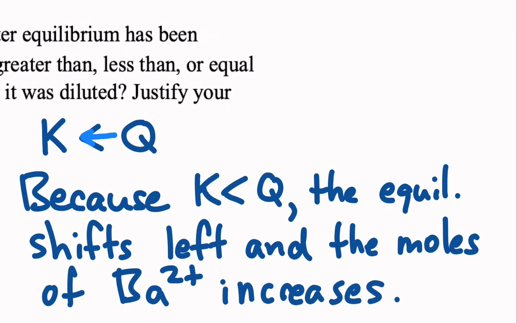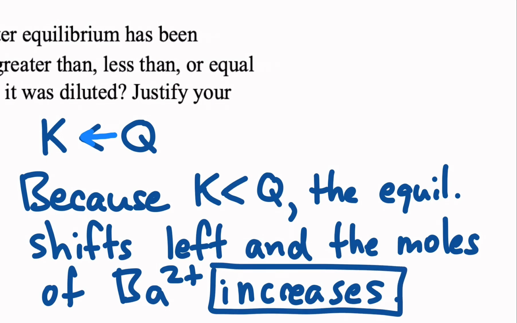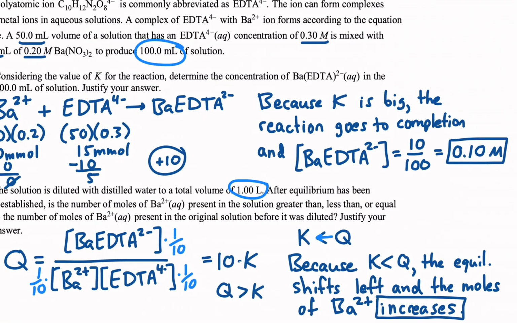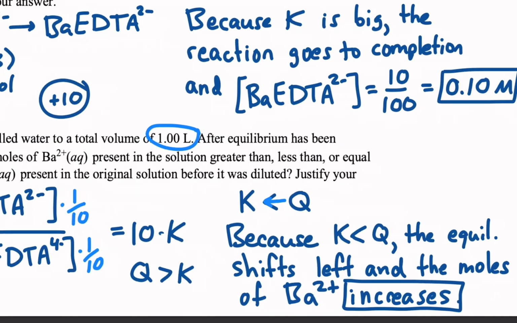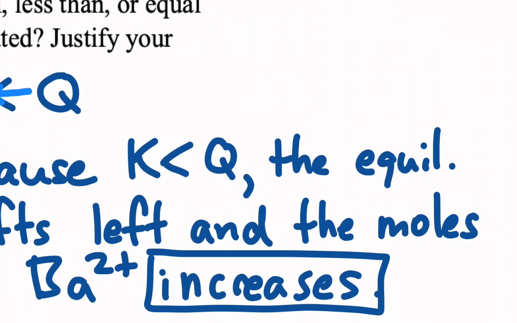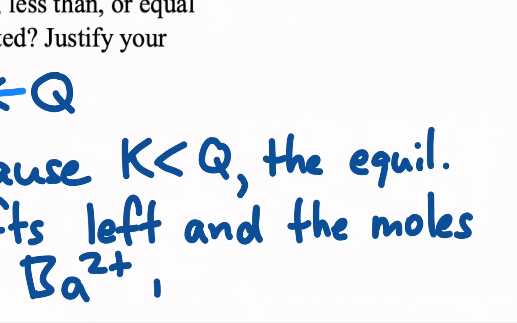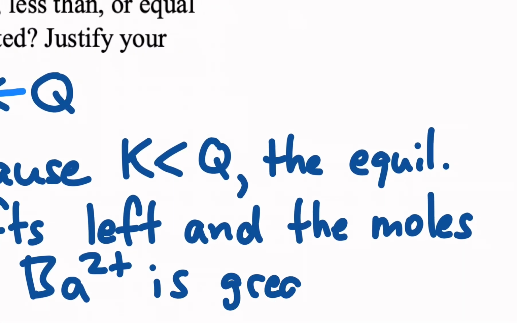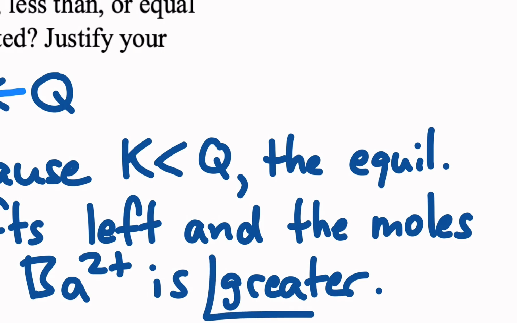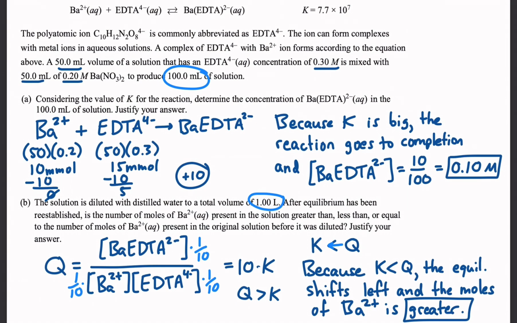It's never a bad idea to box the most important part of the answer. That's probably the first thing they look for. Make sure you answer the question first. Greater than, less than, or equal to. Actually, I didn't. I said increases. I should actually change that to use the correct wording. I'm sure they would give me credit, but the moles of barium is greater. That's the word they're going to be looking for. Okay, so that's a couple of practice questions, mostly related to KSP, that will hopefully help you in this crash course.